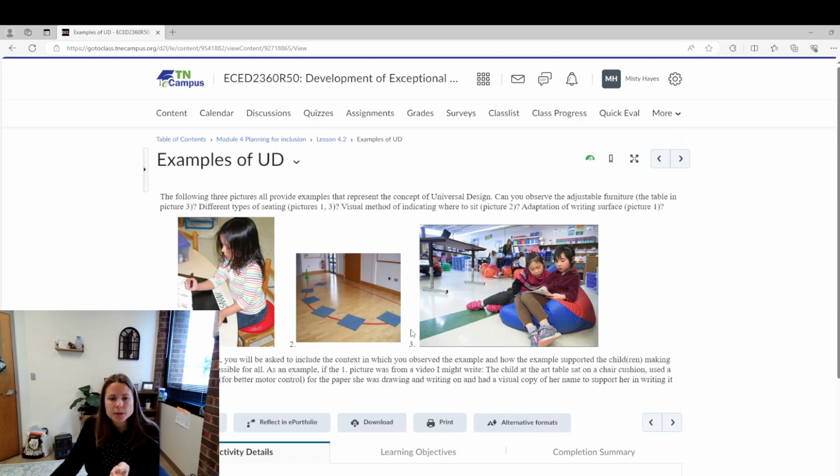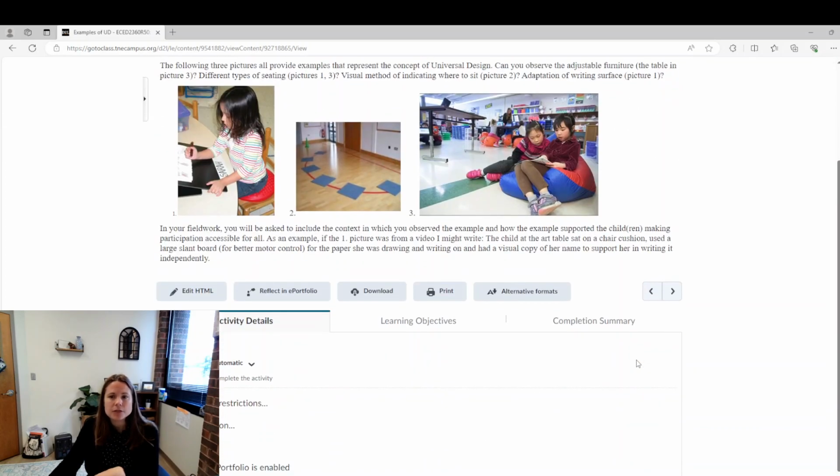Okay, so here on this page, it gives you some more examples of universal design. The three pictures really represent the concept of what we mean by universal design, like accessible furniture. Do you adjust the furniture? What kind of seating are you using? Do you have pictures, representations? Do they have writing surfaces to put on? So it's really looking at how you are setting up and designing your classroom so all of those students can learn, even those who have physical limitations maybe. That's one of the examples.